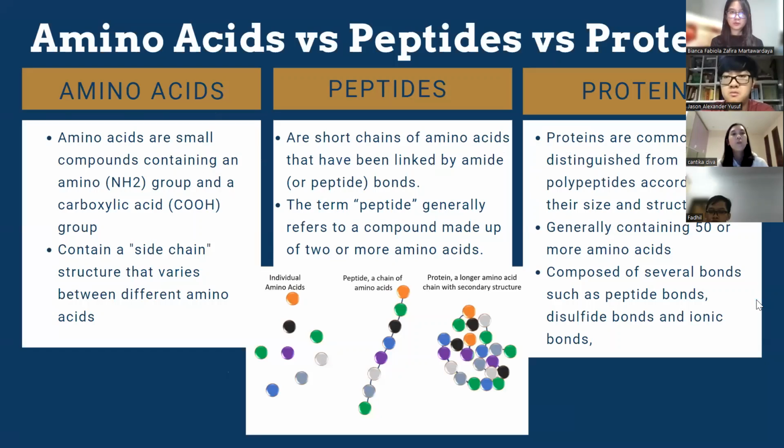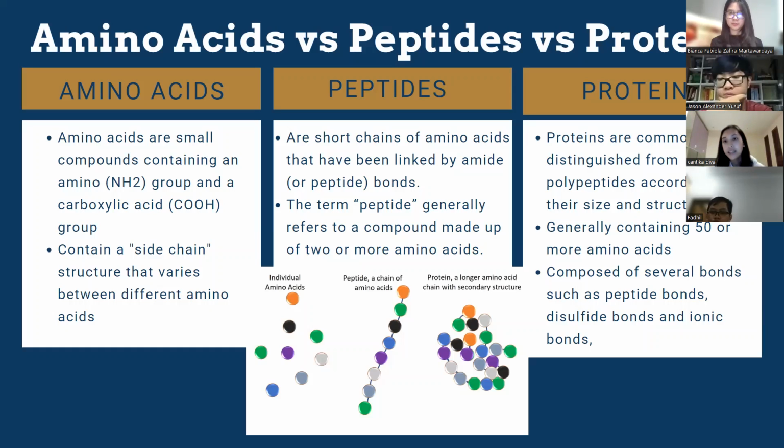Okay, and next is what differentiates an amino acid, a peptide, and a protein. This was mentioned briefly by Bibi before, so I'm just going to review it a little bit. Amino acids are small compounds containing an amino group and a carboxyl group, and a side chain structure that varies between different amino acids. So you differentiate one amino acid from another based on their side chains. Meanwhile, peptides are chains of amino acids linked together by peptide or amide bonds, which will be further discussed. The term peptide generally refers to a compound made of 2 or more amino acids, up to 10, up to 50.